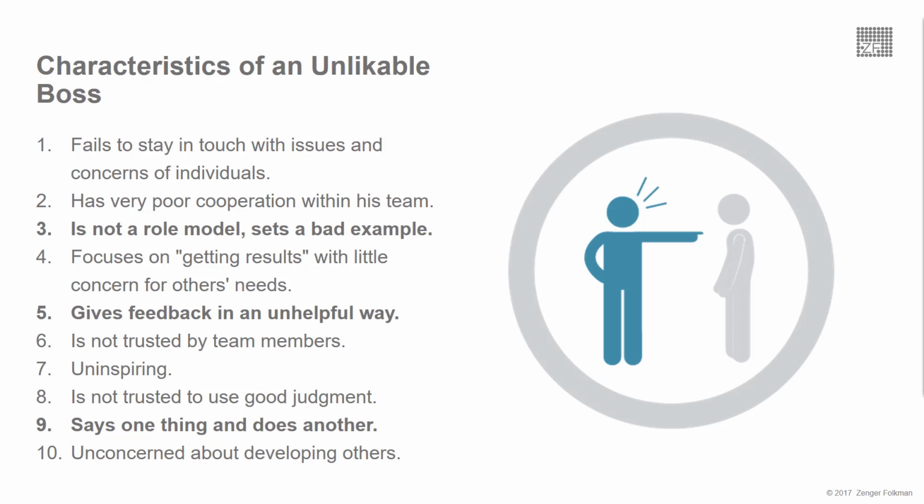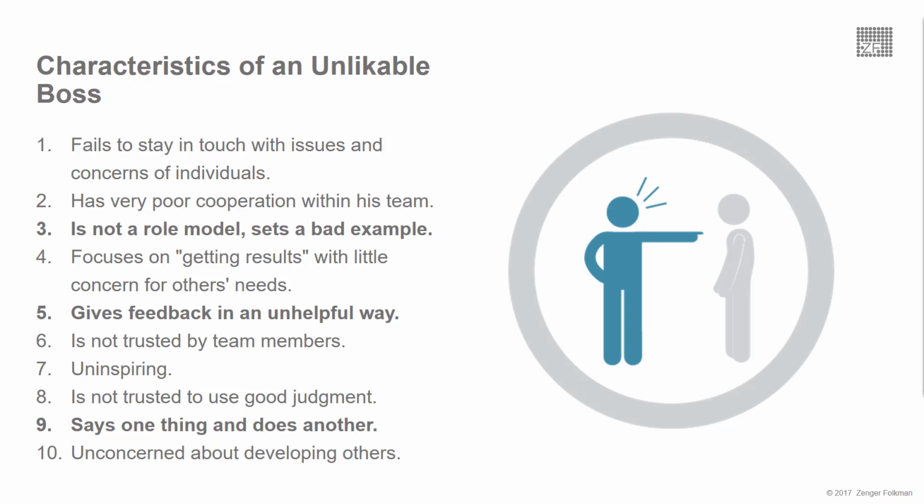I would invite you particularly to just think of one thing, and that is, if you'll note that the third item is not a role model, sets a bad example. The 5th item says, gives feedback in an unhelpful way. And the 9th item talks about the fact that this person says one thing and then does another. I call attention to these 3 because these are very specific, overt actions that the leader takes, which are perceived to make him or her unlikable.